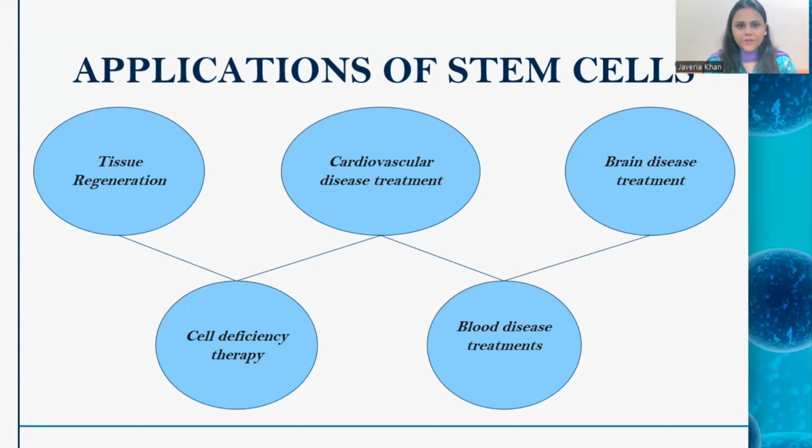For the next point, we have brain disease treatment. Researchers have already tried differentiating embryonic stem cells into many types of cells, and the results are promising. Stem cells can treat diseases such as Parkinson's disease as well as Alzheimer's disease. These can help to replenish the damaged brain cells.